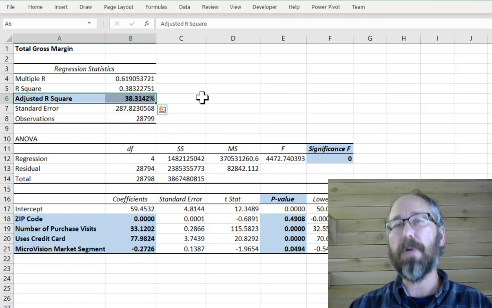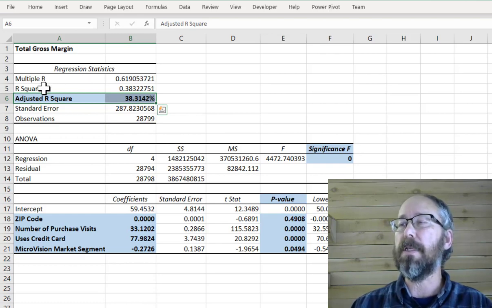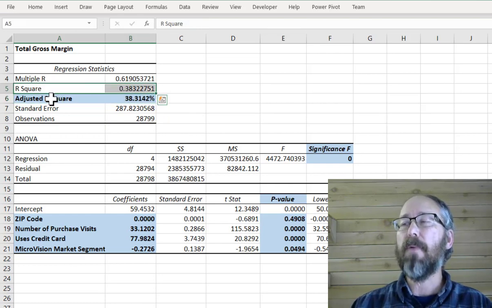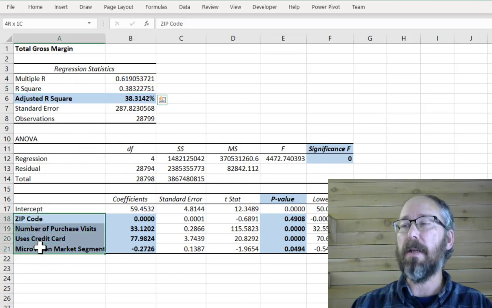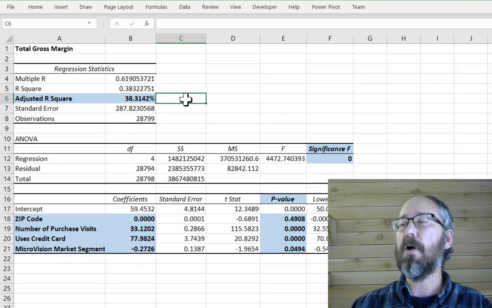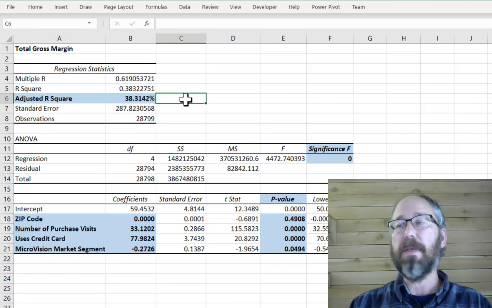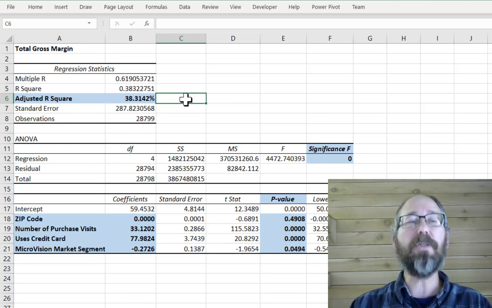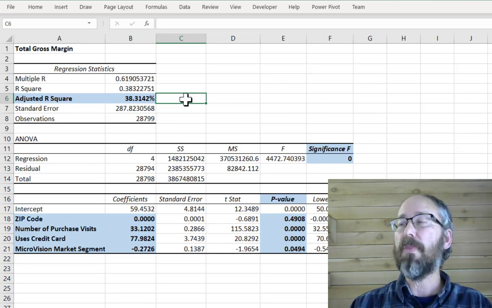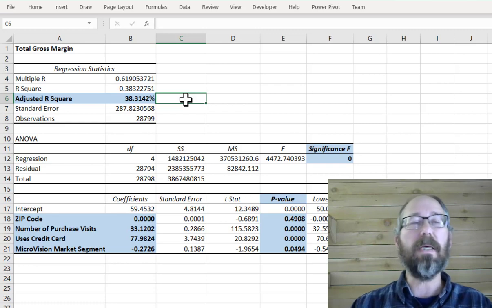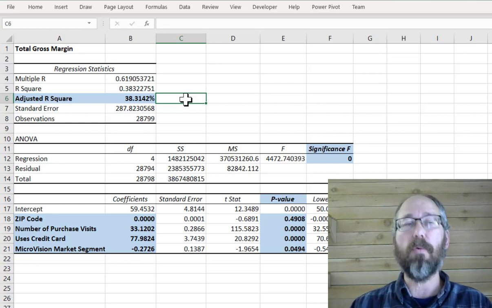So if we have one predictor variable, then we would just use the R-squared. But we have multiple, as can be seen down here. We have 4 predictor variables. And so that's taken into account here. So we can say, based on the adjusted R-squared, that the predictor variables, thus this linear regression equation, accounts for 38.31% of the variation in the total gross margin.